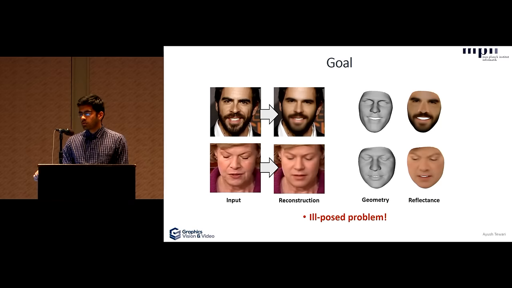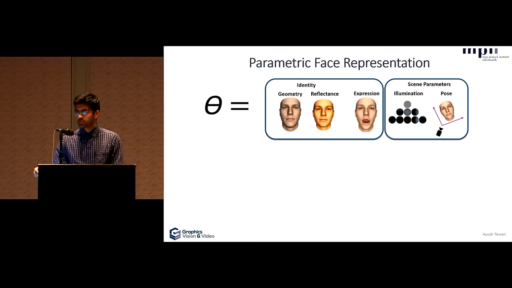So parametric face models are used to constrain this ill-posed problem, and these parametric models include identity geometry and reflectance, as well as expression models. And we also have scene information, which is usually represented using some illumination and pose parameters. So in this work, we focus on building the identity components of these parametric models.